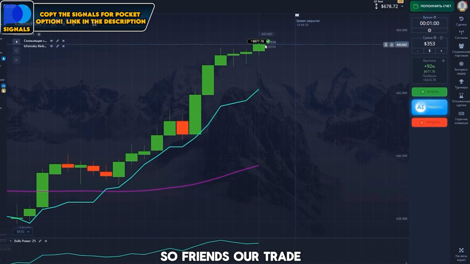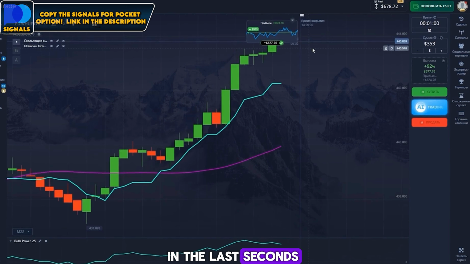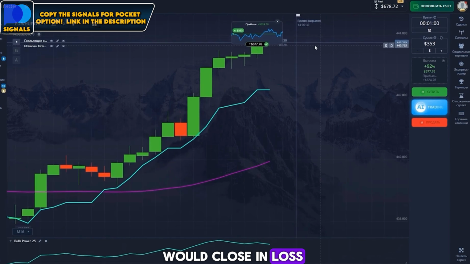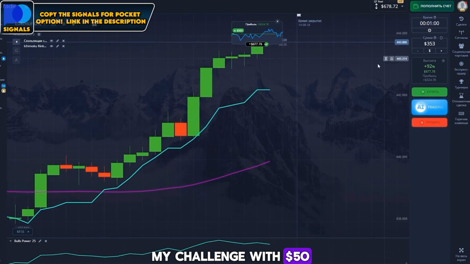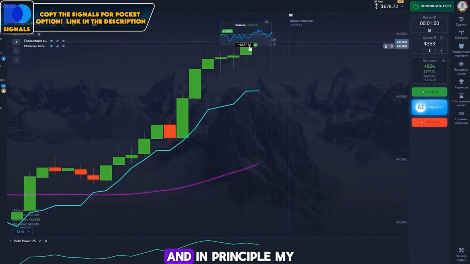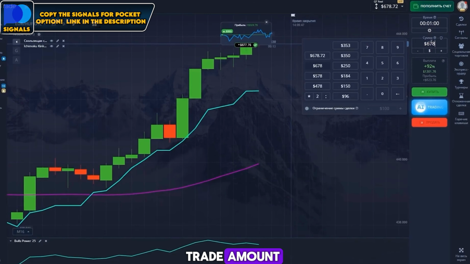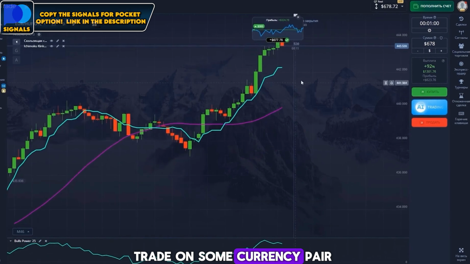So, friends, our trade also ends in profit, but you saw, literally in the last seconds, I thought the trade would close in loss, and unfortunately, my challenge with $50 would end in a loss. But no, fortunately that didn't happen, and in principle my balance is $678. Let's increase the trade amount and take the final trade on some currency pair.